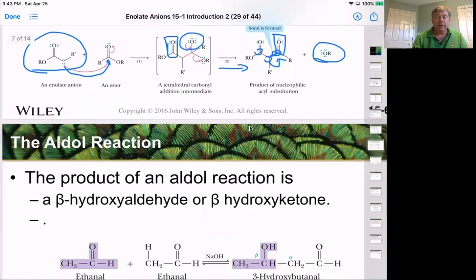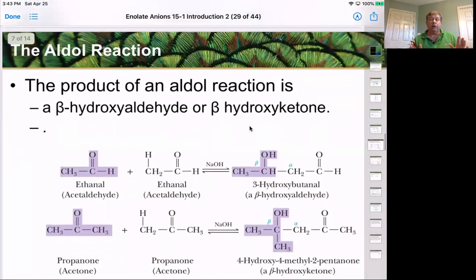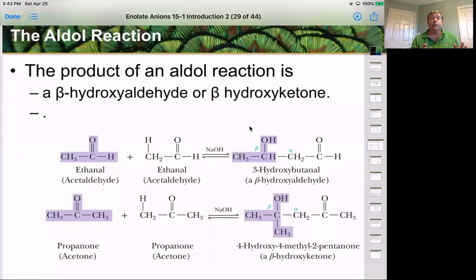So this reaction actually has a name. We call this reaction the Aldol reaction. In the Aldol reaction, we take a compound that is either an aldehyde or a ketone. We react it with base. It creates an enolate ion, and then that enolate ion attacks another one of the same molecule. So that's the Aldol reaction.